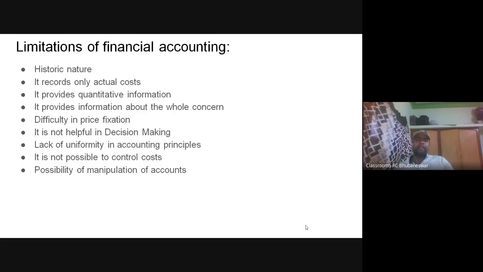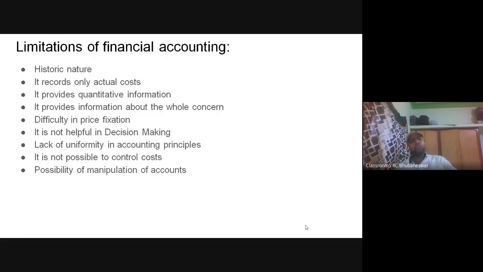Okay. Then after difficulty in price fixation, it is also not helpful in decision making. So no decision can be taken based upon the profit and loss figure. So why profit, why loss? To identify that, we have to go for another accounting, that is cost and management accounting, CMA.